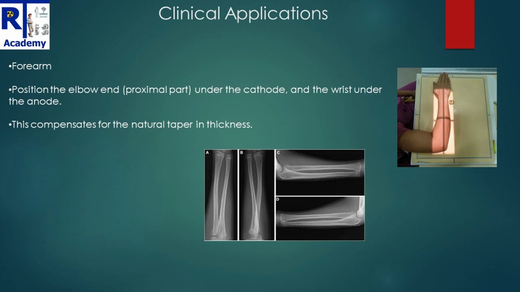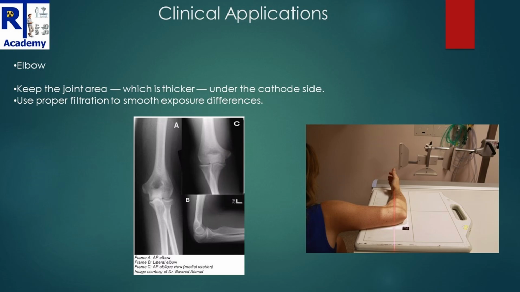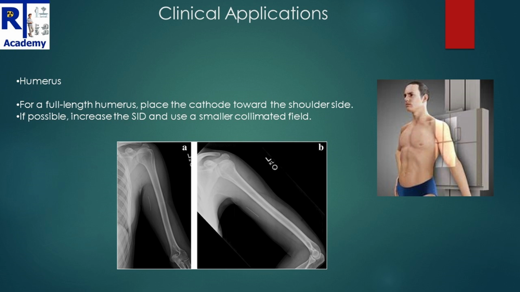This compensates for the natural taper and thickness. 4. Elbow. Keep the joint area, which is thicker, under the cathode side. Use proper filtration to smooth exposure differences. 5. Humerus. For a full-length humerus, place the cathode toward the shoulder side.